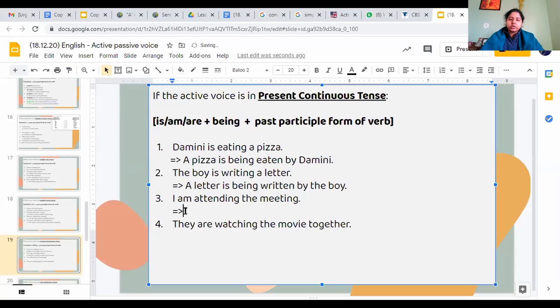All right, great. Moving on to the third one. Who will answer this? I am attending the meeting. This is in present continuous. What will be the passive form? You can unmute and answer. In the chat box also I can see answers. The meeting is attended by me. The meeting is being attended by me. Yeah, Nisha got the right answer.